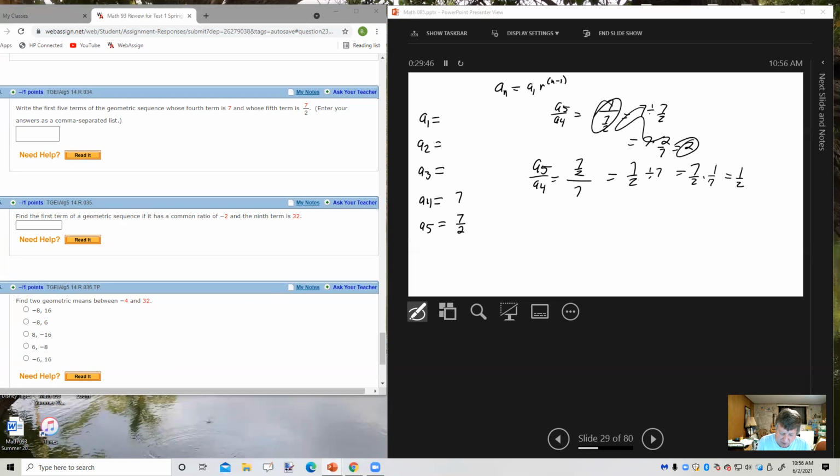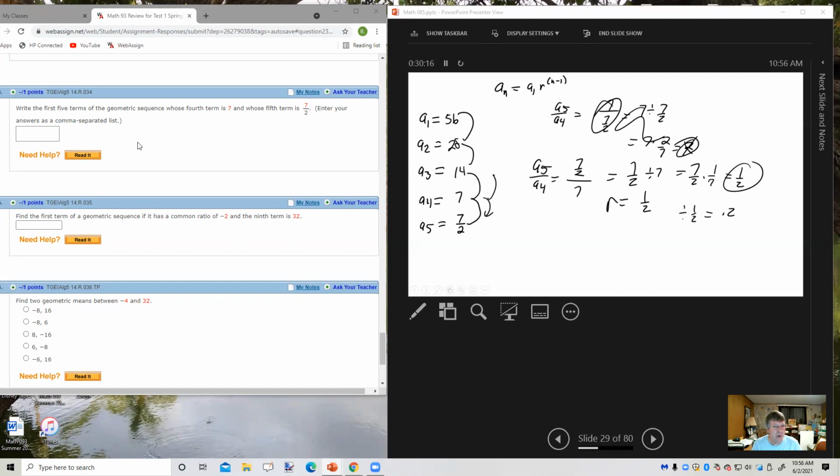I knew that that was wrong because to get from 7 to 7/2, you wouldn't multiply by 2. You'd multiply by 1/2. So the common ratio is 1/2. So if going in this direction, we're multiplying by 1/2, going in the other direction, we'd be dividing by 1/2. But that's the same thing as multiplying by 2. Think about it. 7/2 times 2 is 7, times 2 is 14, times 2 is 28, times 2 is 56.